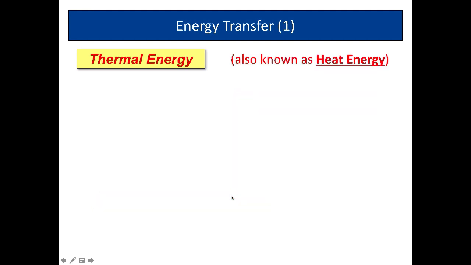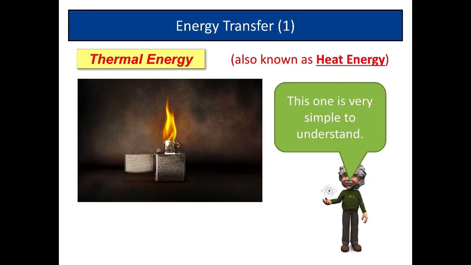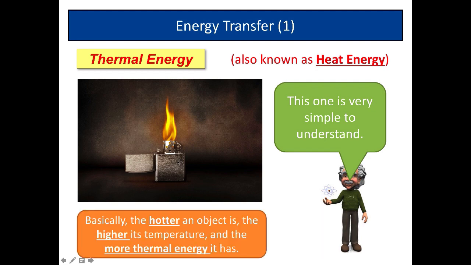And then we've got thermal energy. Thermal energy is also known as heat energy, and in many ways it's probably the simplest to understand. Here we've got a burning lighter. Basically, the hotter an object is, so this burner here, the higher its temperature and the more thermal or heat energy it has. So the hotter an object is, the higher its temperature, the more thermal energy it has.